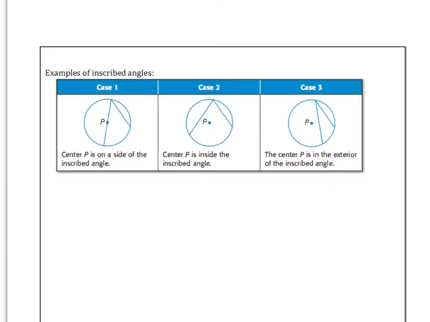Here's a few examples of what inscribed angles could look like. Again, just notice the vertex is right on the circle. All three of these examples, the corner of the angle or the vertex is right on the circle. Those are called inscribed angles.